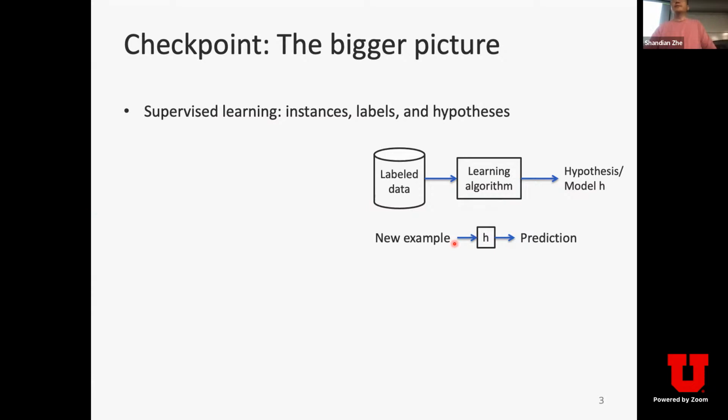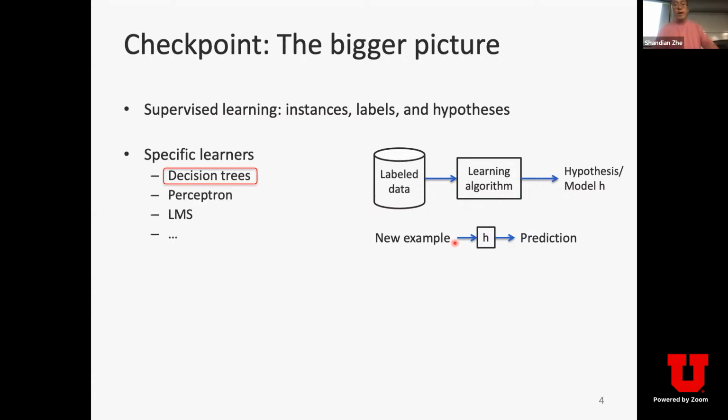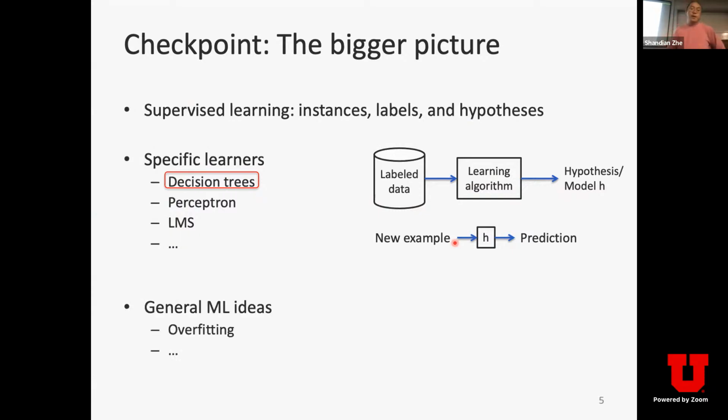Everyone's comfortable? Okay. So we have discussed our first specific learner, which is called decision tree. And later we'll talk about perceptron, least mean square, AdaBoost, random forests and neural networks and so on. Also, we have given the general idea or concept about overfitting, meaning that you are fitting training data so well, but you generalize to new data badly. This is called overfitting. So this is what we have discussed so far.